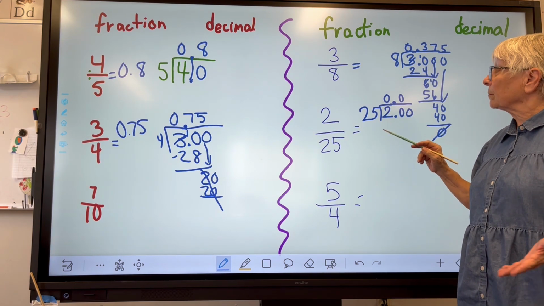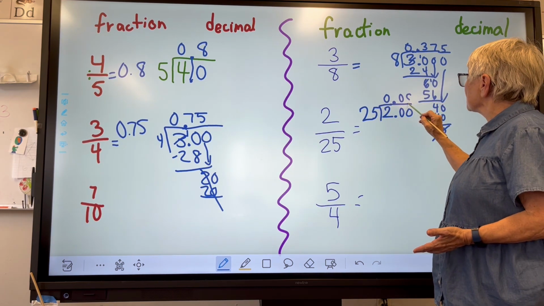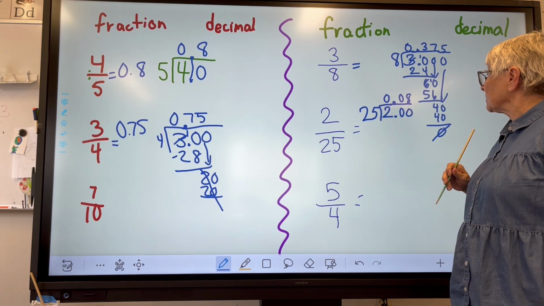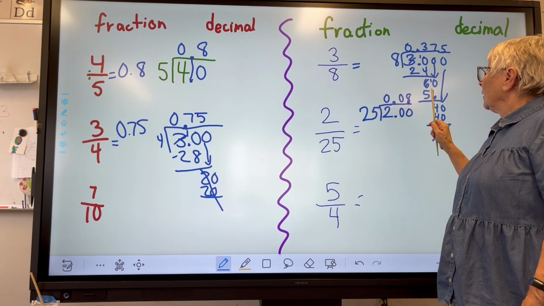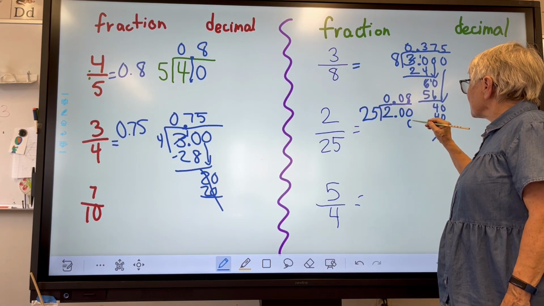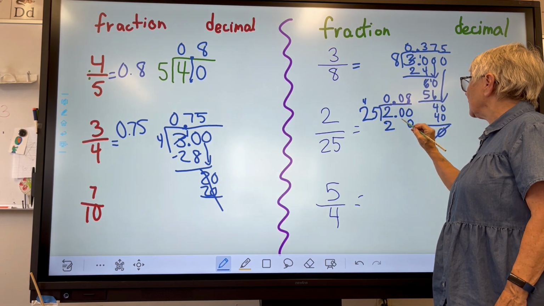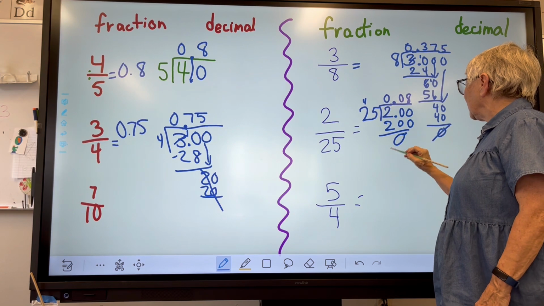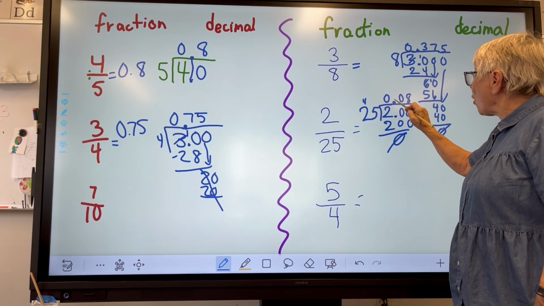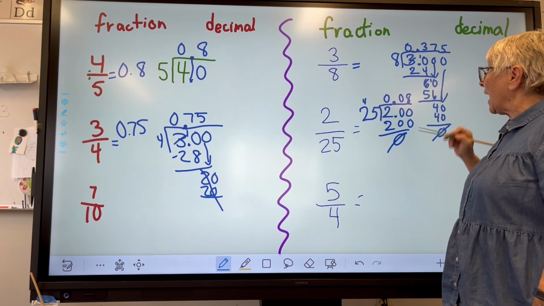It does. It goes in there 8 times. 5 times 8 is 40. Carry the 4. 2 times 8 is 16, and 4 is 20. And that came out evenly. So it is 0.08.